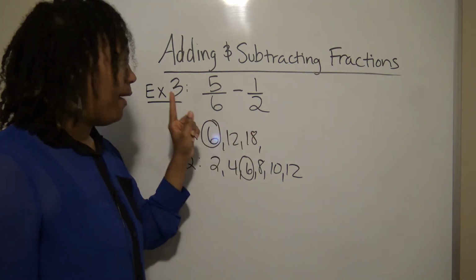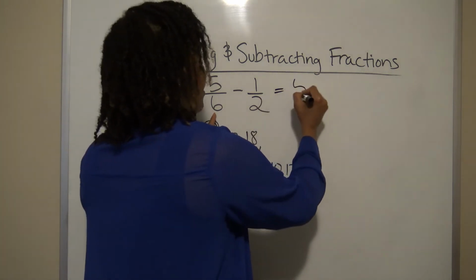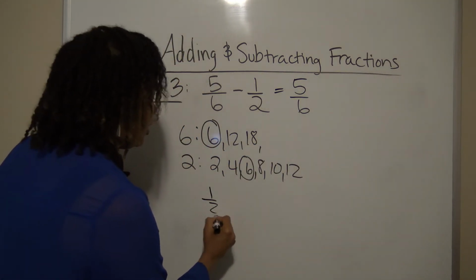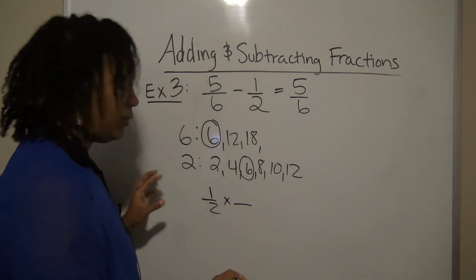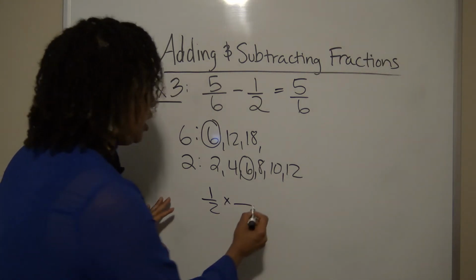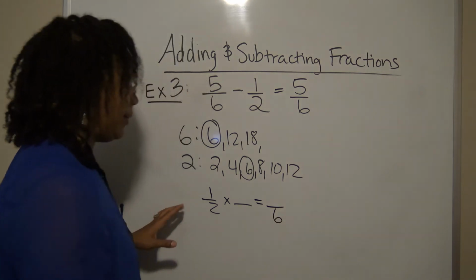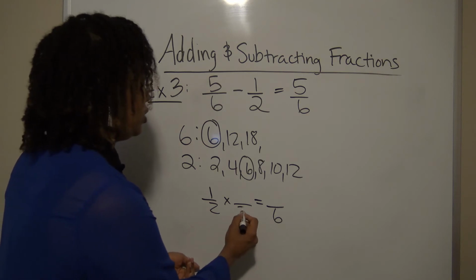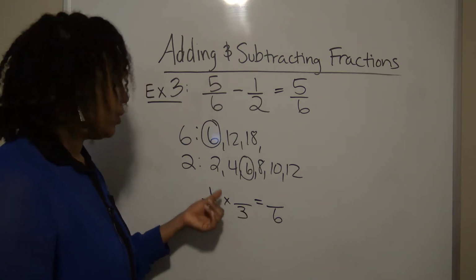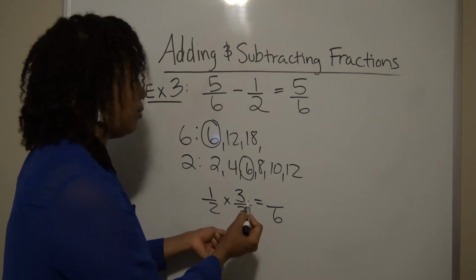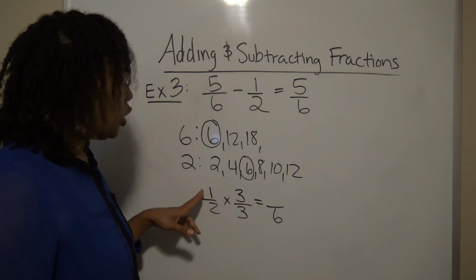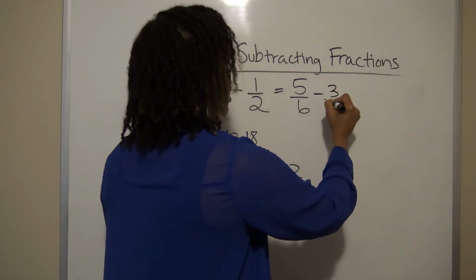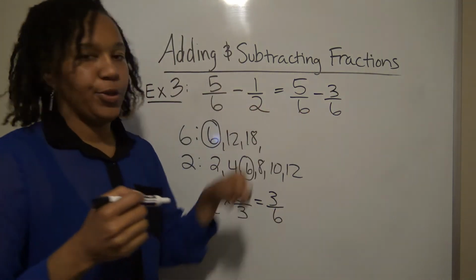However, this first one already has a denominator of 6, so I will keep it the same. It's the second fraction that I need to convert to have a denominator of 6. So I ask myself, 2 times what will give me 6? 2 times 3 will give me 6. Whatever I multiply the denominator by, I also have to multiply the numerator by. So 1 times 3 is 3. So 1/2 is equivalent to 3/6, and I will replace 1/2 with 3/6.